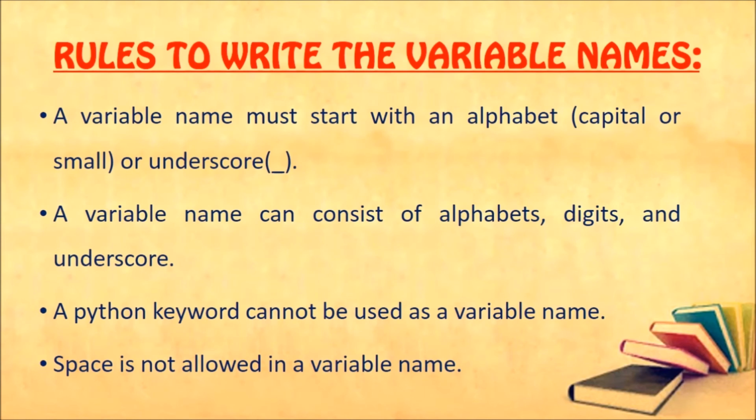These are some rules for writing variable names. The first rule is a variable name must start with an alphabet, capital or small, no problem, or it can be an underscore. The second rule is a variable name can consist of alphabets, digits and underscore also. A Python keyword cannot be used as a variable name, and space is not allowed in a variable name. These are the rules to write variable names.